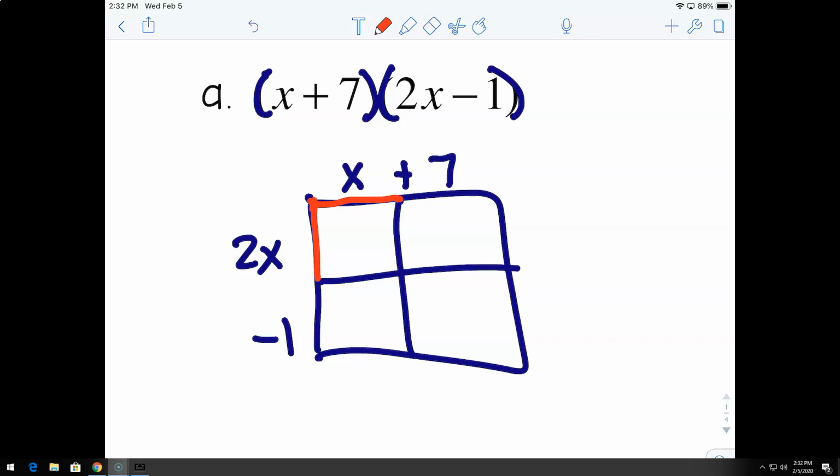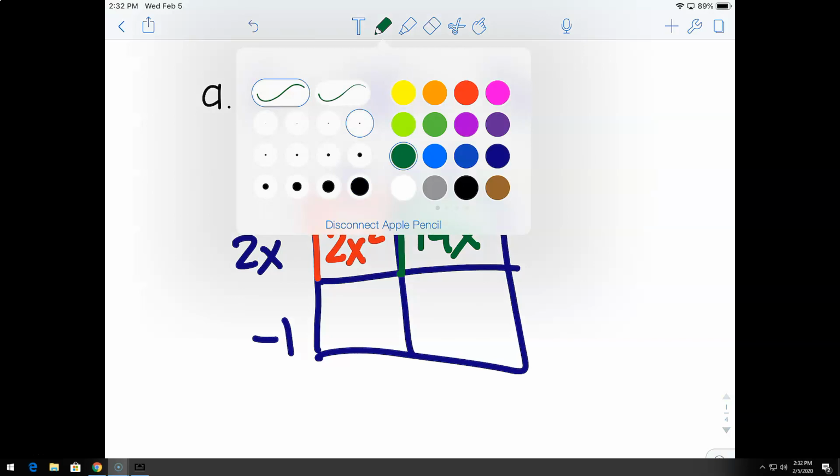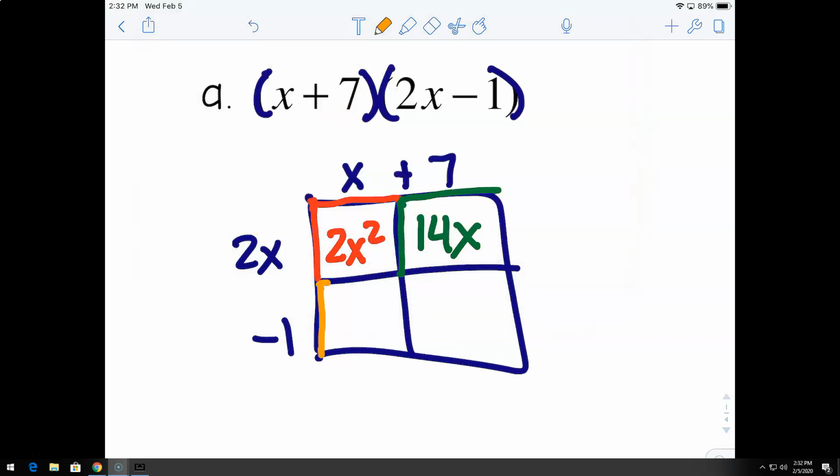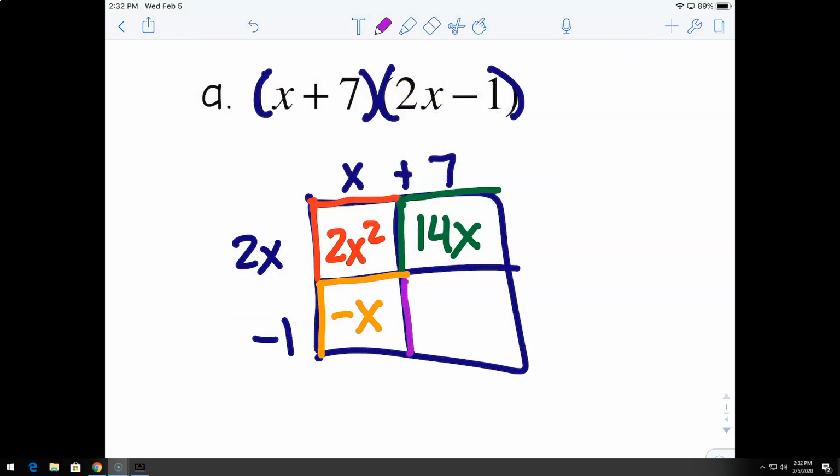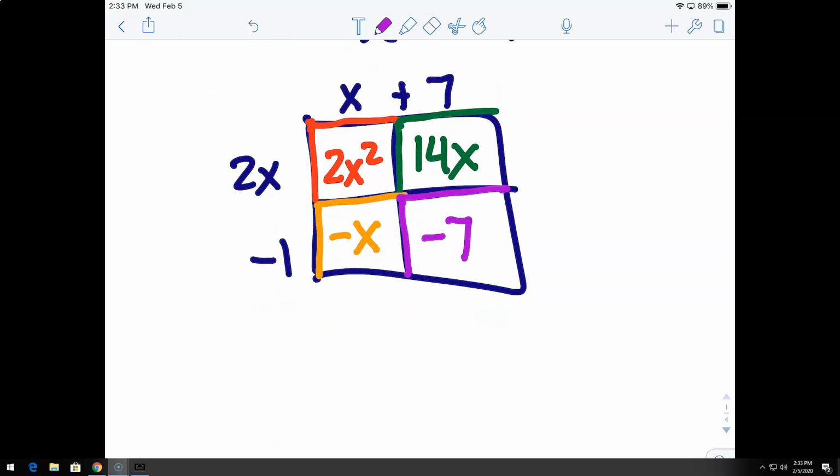2x times x to get 2x squared. Okay, I'm going to multiply 2x times 7 to get 14x. I'm going to multiply negative 1 times x to get negative x. I'm going to multiply negative 1 times 7 to get negative 7. Okay. When I do this, I'm going to pull everything out of the box and I'm going to rewrite it.